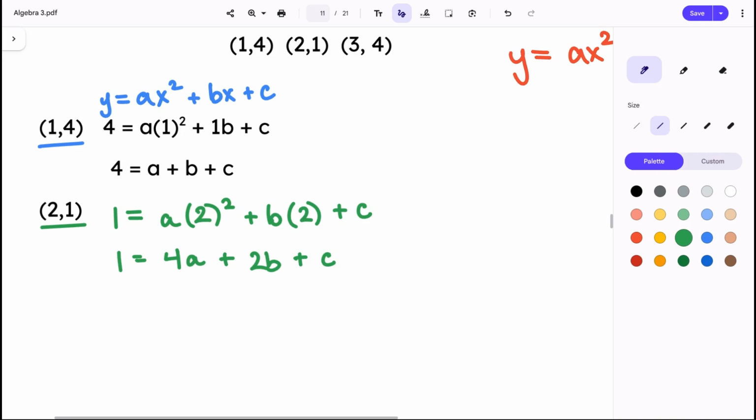We have to do this for one more coordinate. We have to do it for the (3, 4) coordinate. They haven't written that one down here for us. So we're going to do the same process now for (3, 4). What would that look like if I plug it in initially? 4 equals, because it's the y first.